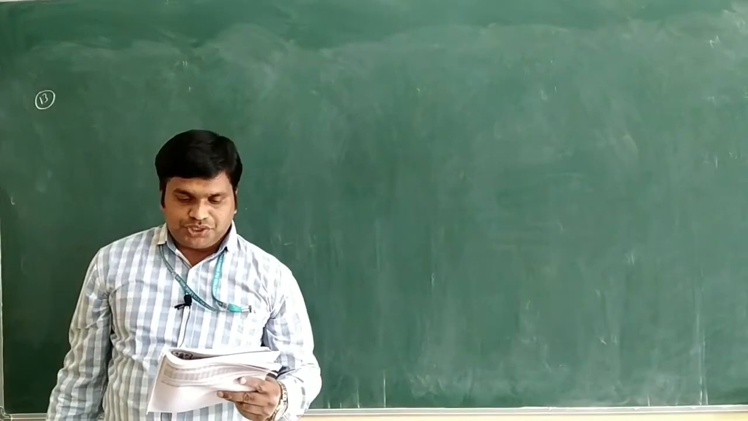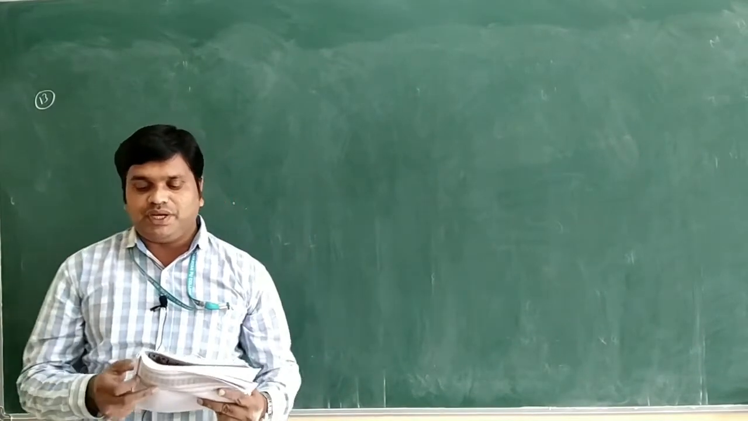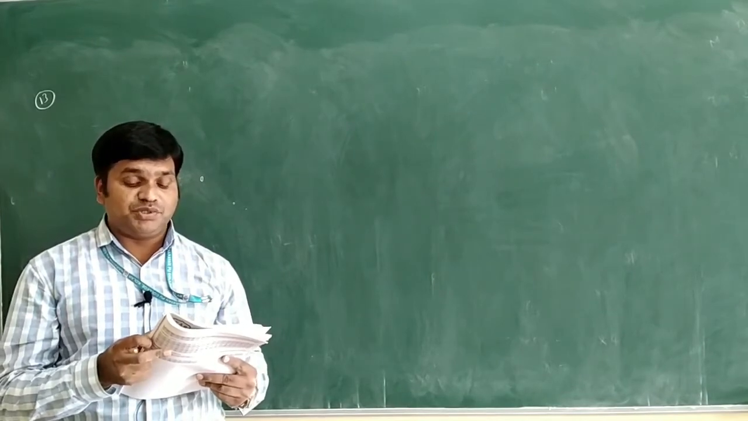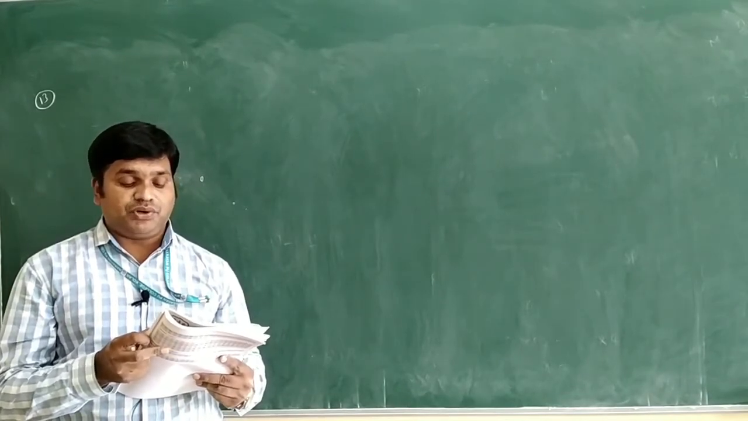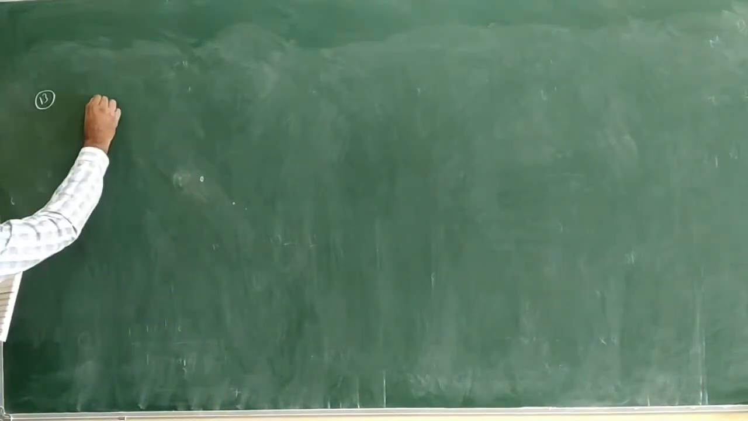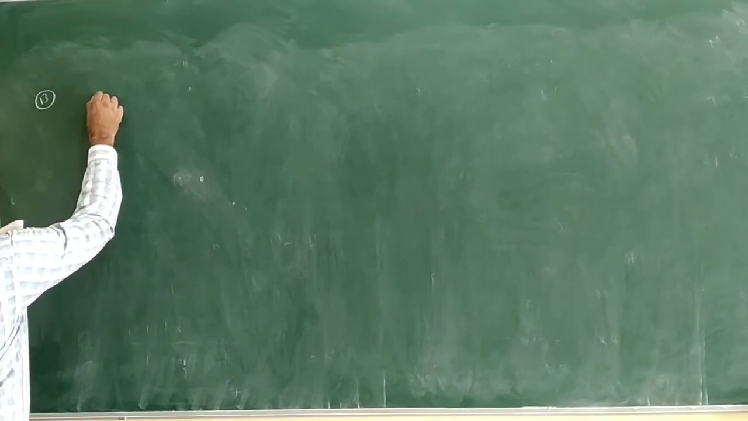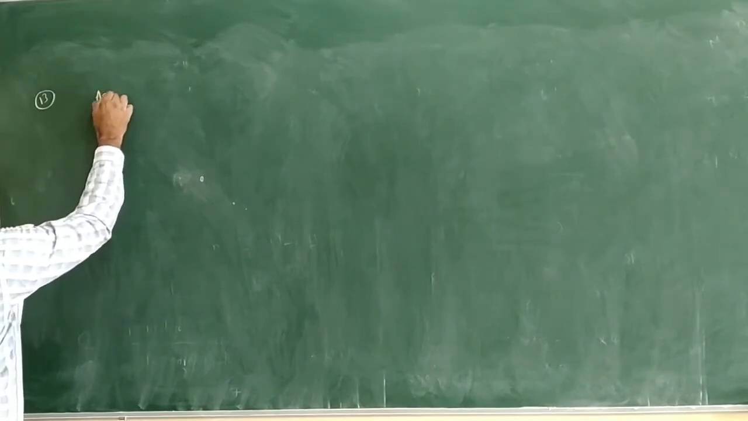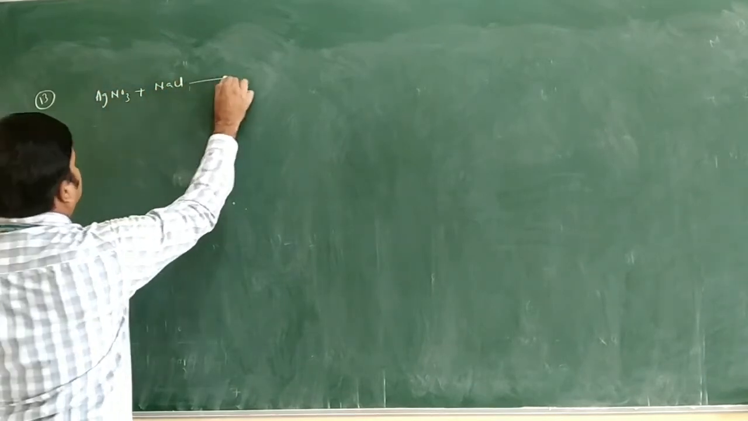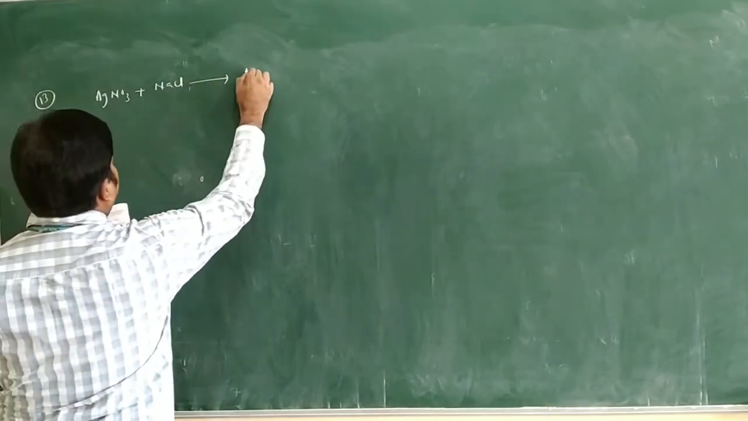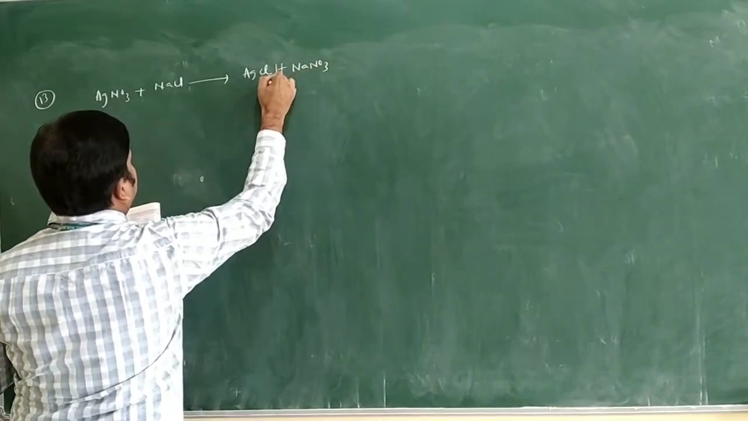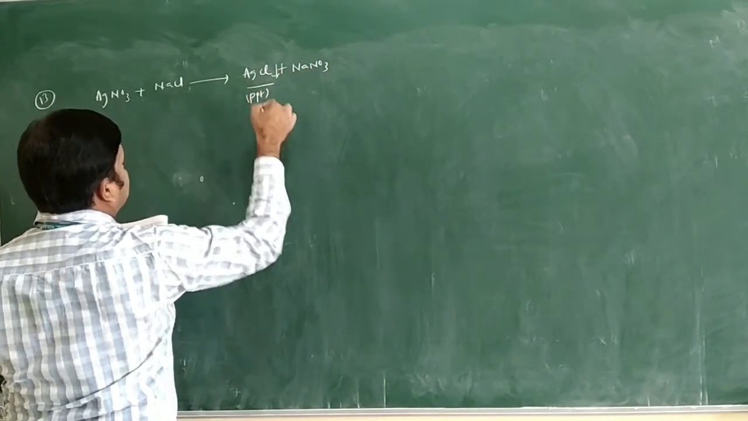Now you see the next question. What is the mass of the precipitate formed when 50 ml of 16.9% solution of AgNO3 is mixed with 50 ml of 5.8% NaCl solution? So if you mix AgNO3 with NaCl, then what will you get? AgCl plus NaNO3. Actually it is a precipitate only formed in the reaction.